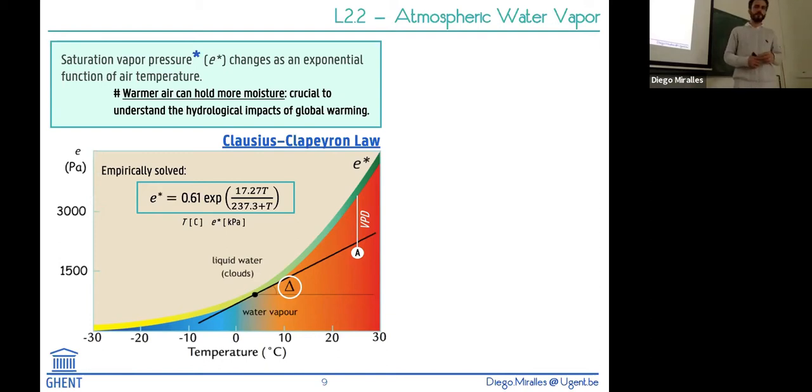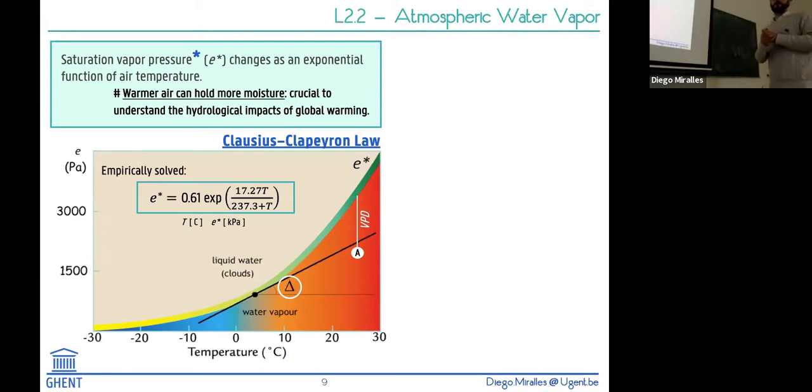So you don't need to know it, but you need to know that the shape is exponential, because it has important implications. It means that, as I mentioned the other day, if you're in the tropics at 20 degrees and you raise the temperature by 10 degrees to 30 degrees, you can hold a lot more water vapor in the atmosphere than if you're at 0 degrees and then you raise it to 10 degrees. So this is very small, but yeah, this is huge. All right.